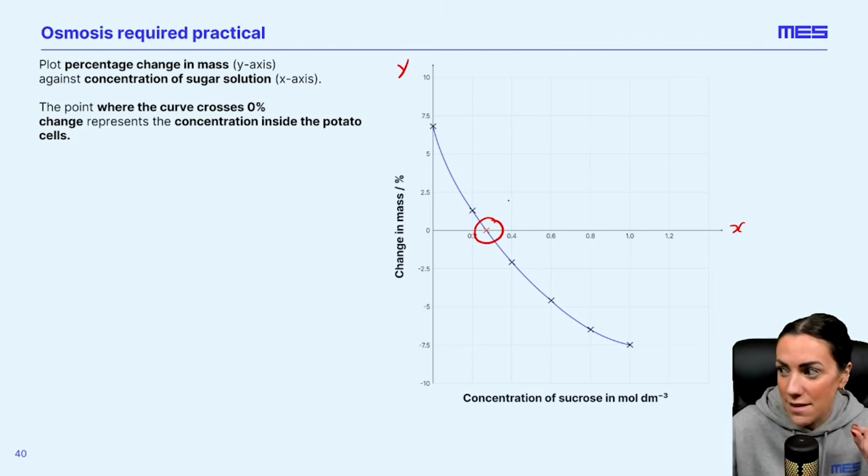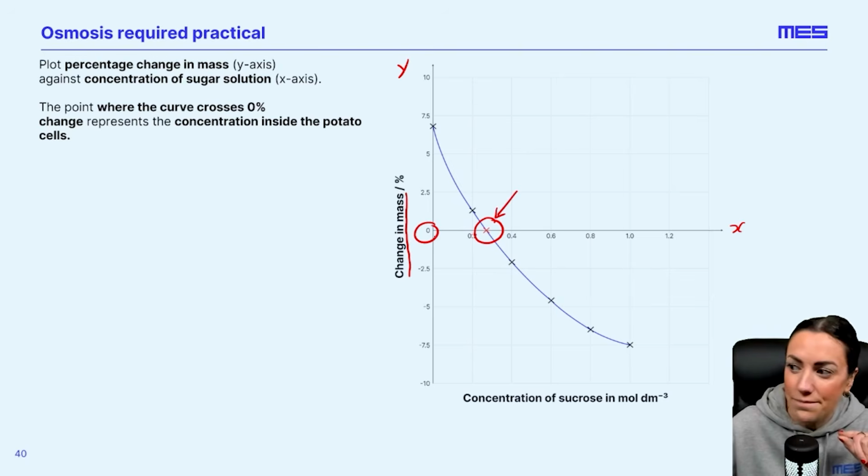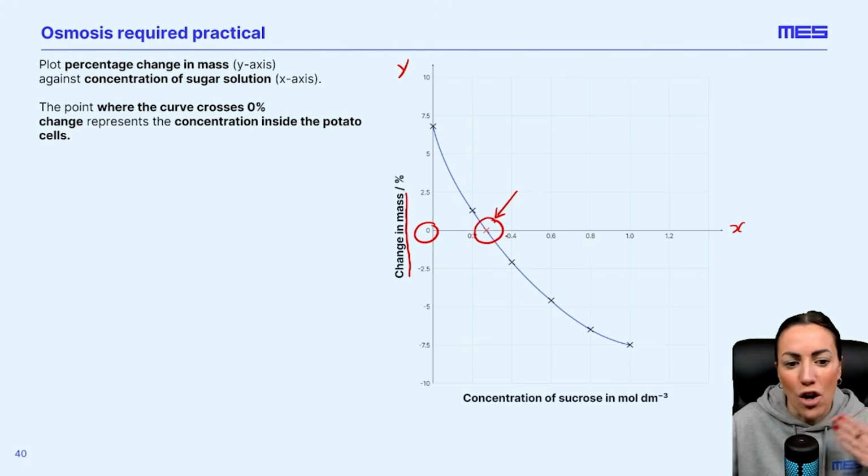Now the point where the curve crosses 0, that is how we figure out the concentration inside the potato cells, because this point here is telling us there was 0% change in mass. Yeah? Where our line of best fit crosses the x-axis, that represents 0% change in mass. If there was no change in mass, that tells us there's been no net movement of water by osmosis. It has not gained mass, it has not lost mass, there's been no net movement of water by osmosis. So that concentration must be equal to the concentration of solution inside the potato cells.